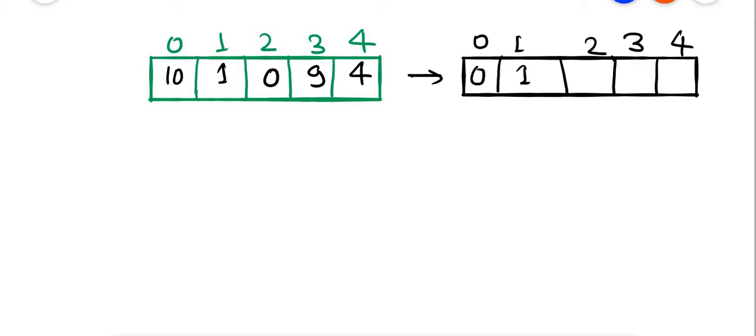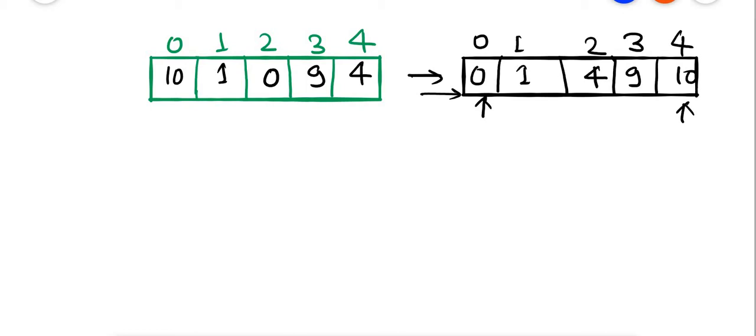So 0, 1, then we have 4, 9, and 10. We have to arrange the elements in this format. You can see the smallest element should be at the first index and the largest element at the last index. So we have to think of a logic by which we can achieve the array state like this.